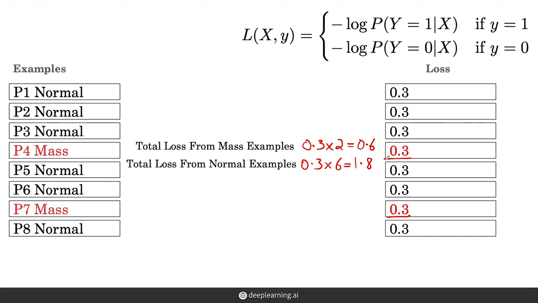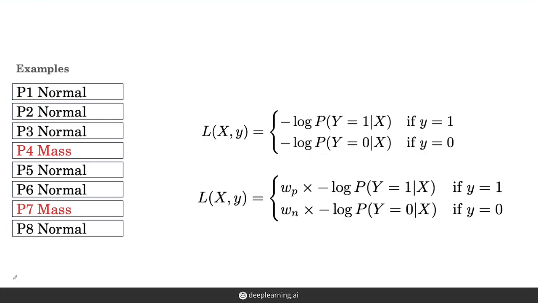So notice how most of the contribution to the loss is coming from the normal examples rather than from the mass examples. So the algorithm is optimizing its updates to get the normal examples right and not giving much relative weight to the mass examples. In practice, this doesn't produce a very good classifier. This is the class imbalance problem. A solution to the class imbalance problem is to modify the loss function to weight the normal and the mass classes differently.